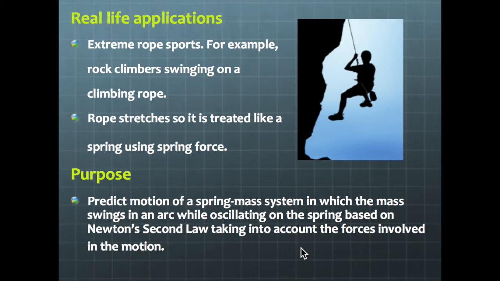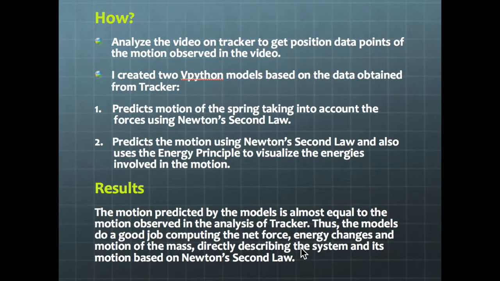Then, I created two Python models based on the data obtained from Tracker. The first one uses only Newton's second law to account for the forces and predict the motion, and the second one uses Newton's second law and the energy principle to visualize the energies involved in the motion. The results I got showed that the motion predicted by the model is almost equal to the motion observed in the analysis of Tracker. Thus, the model does a good job computing the net force, energy changes, and motion of the mass, directly describing the system and its motion based on Newton's second law and the energy principle.